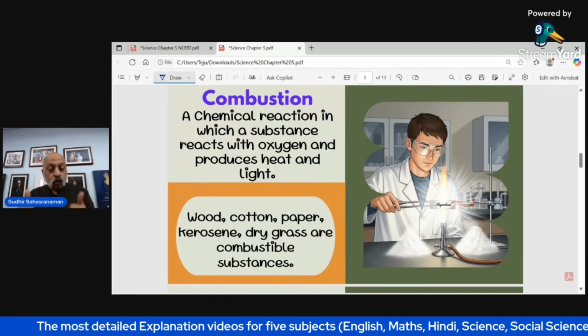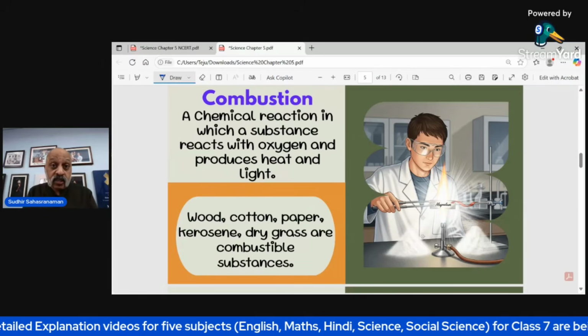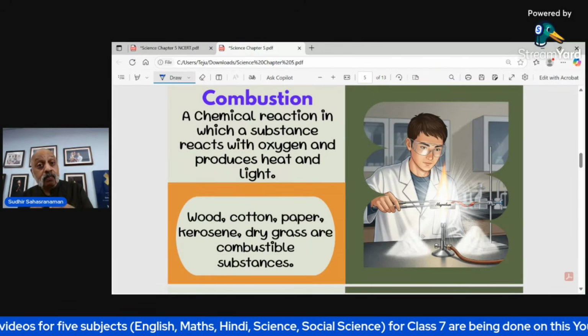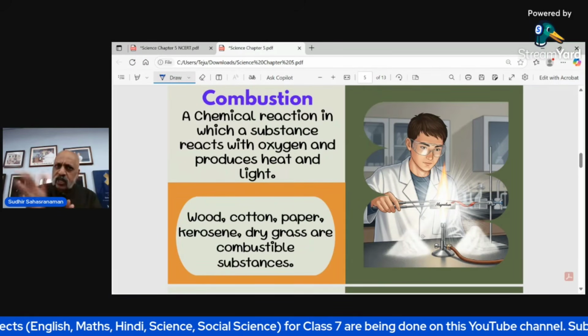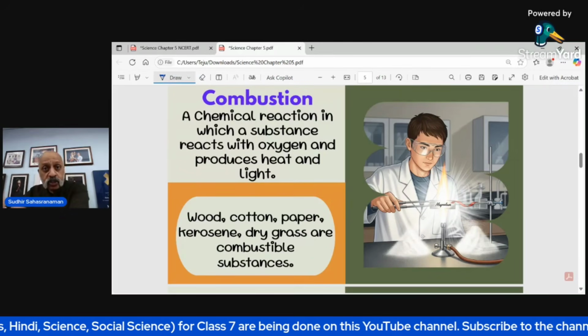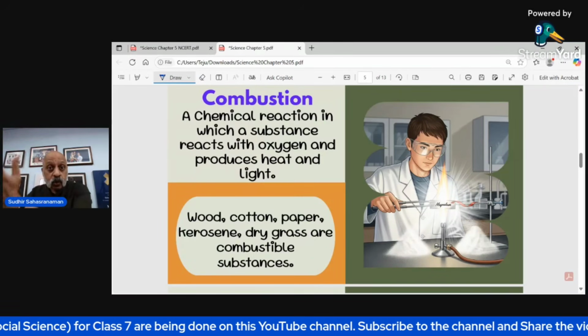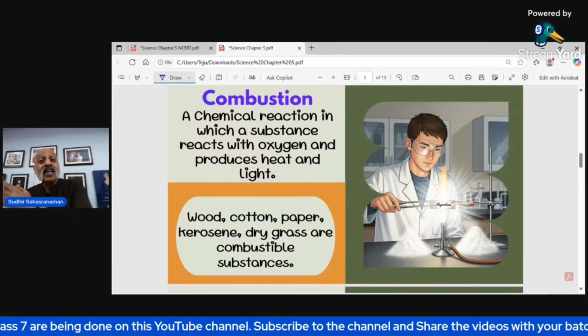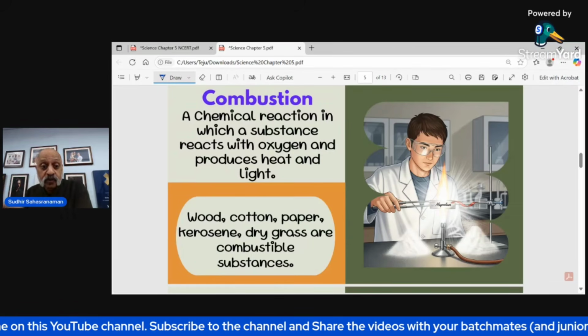So wood, cotton, paper, kerosene, dry grass, these are all combustible substances. Let's go through each one of them. Wood, लकड़ी को जलाते हैं. You burn wood in order to create fire. Why? Because wood is combustible. It can catch fire.